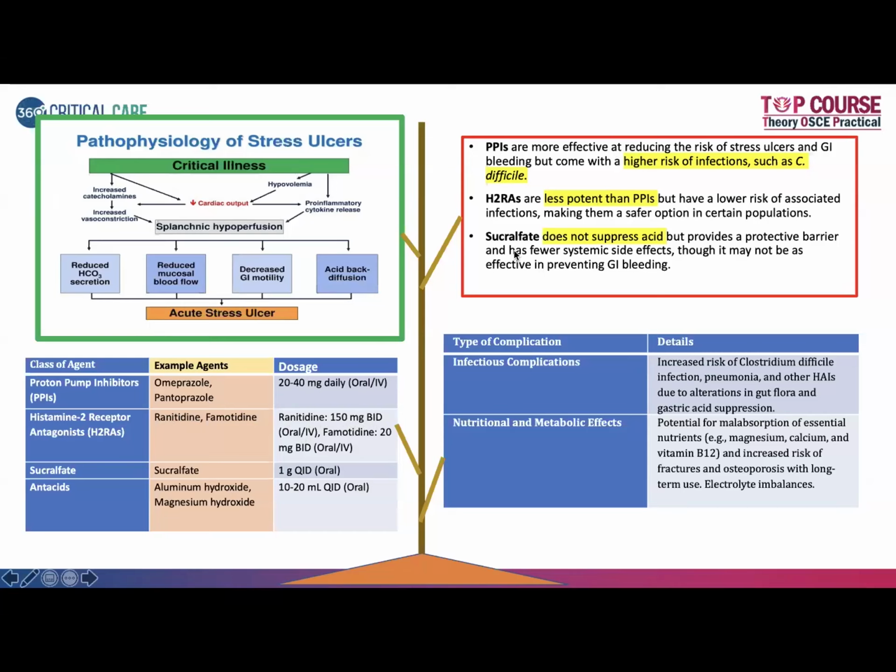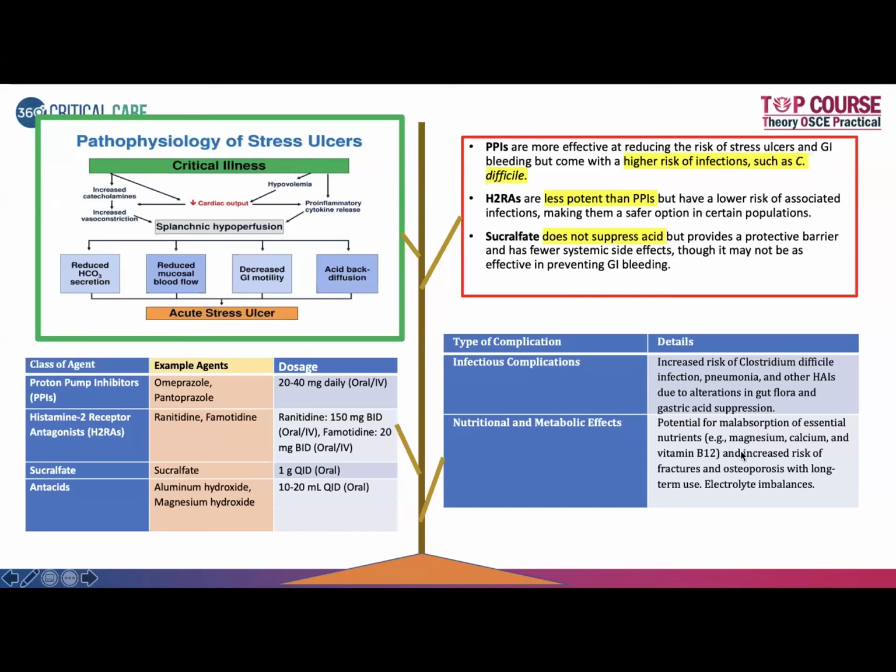So what are the concerns with the different agents? Proton pump inhibitors are considered more effective agents, but the problems with them are the risk of nosocomial infection and C. diff. The problem with histamine receptor antagonists is that they are safer, but not proven to be as efficient as the proton pump inhibitors. Sucralfate acts as a protective barrier; it does not suppress the acid. So infectious complications are more with PPI.